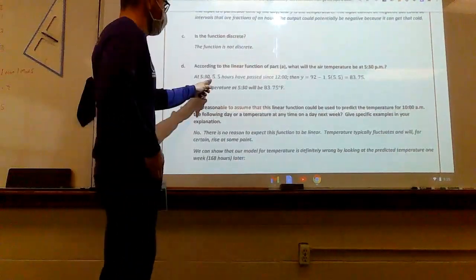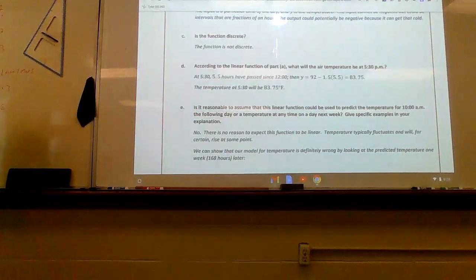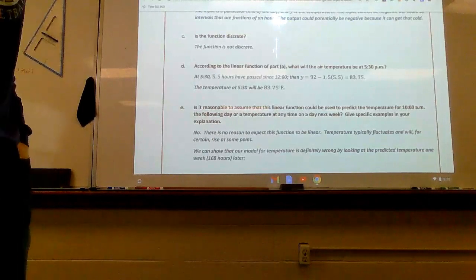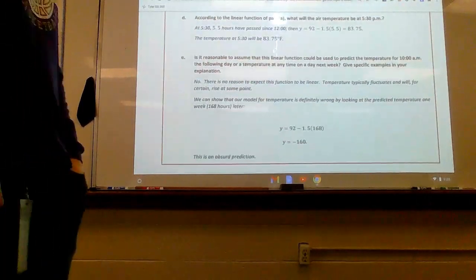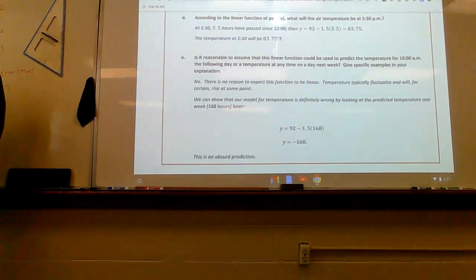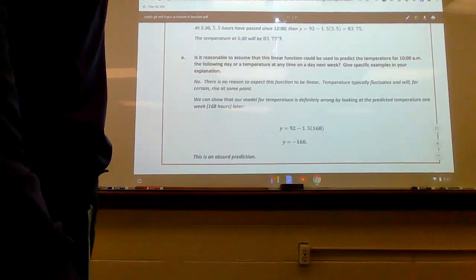Plugging things in, that gives you 83 and 75/100 degrees, 83.75 degrees. And letter E, is it reasonable to be negative 160? No, the temperature's not going to be negative 160, even though today it might feel like it. It's not. That's absurd. It even says that's absurd, which is awesome. I love that word, absurd. Questions? Anybody on lesson 4 with questions? Let's go to lesson 5, kiddos and kidettes.